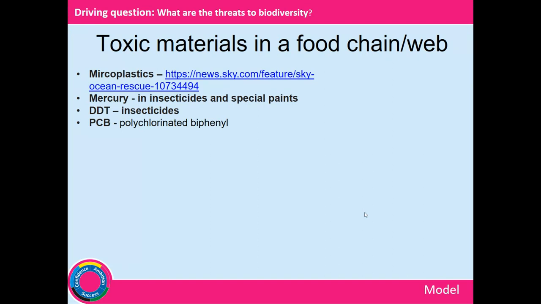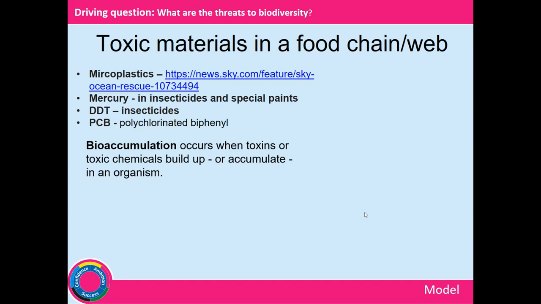DDT was used in insecticides before, and that as well can affect marine life, because insecticides are used on farms for insects and pests that are destroying crops. So they use these insecticides to kill them so that they can preserve the crops. PCBs were used in electric circuit boards, on capacitors, transformers. PCBs are very good. They have a high resistance to extreme temperatures and they are used as coolant fluids.